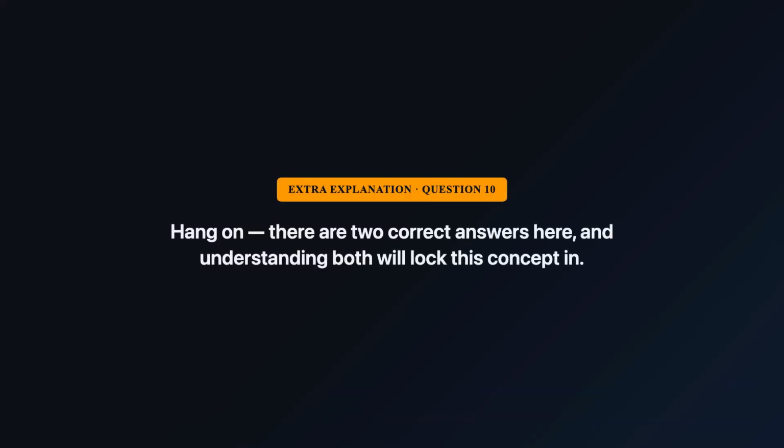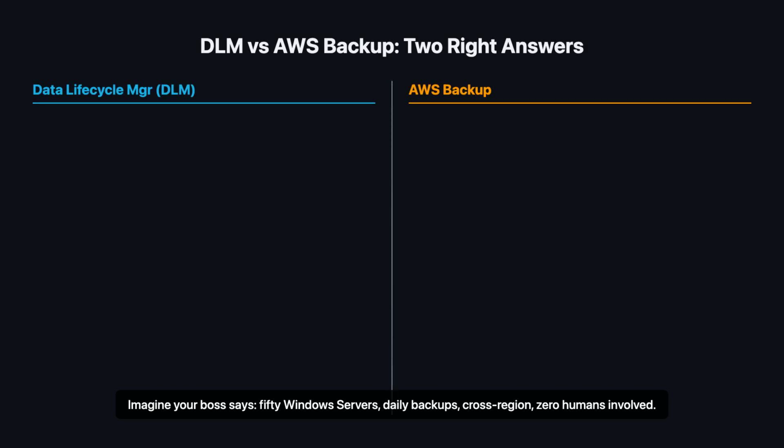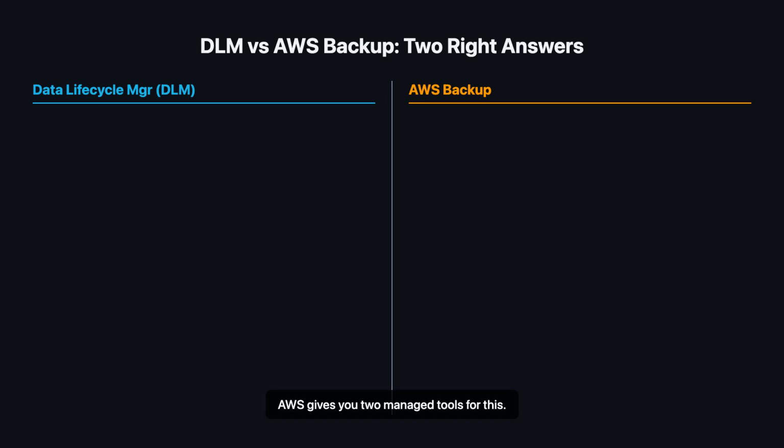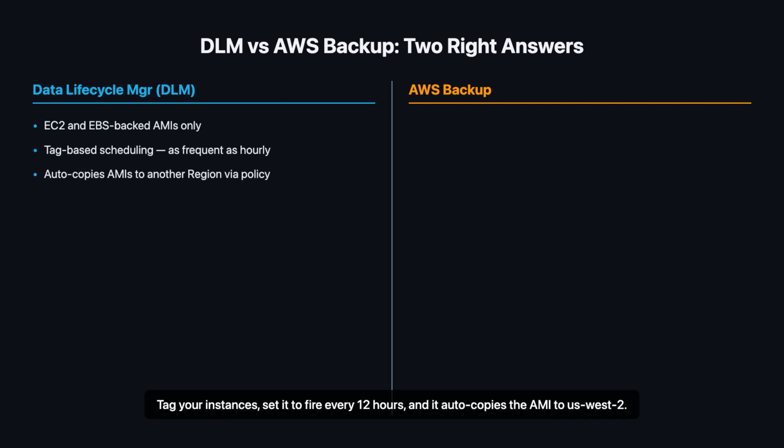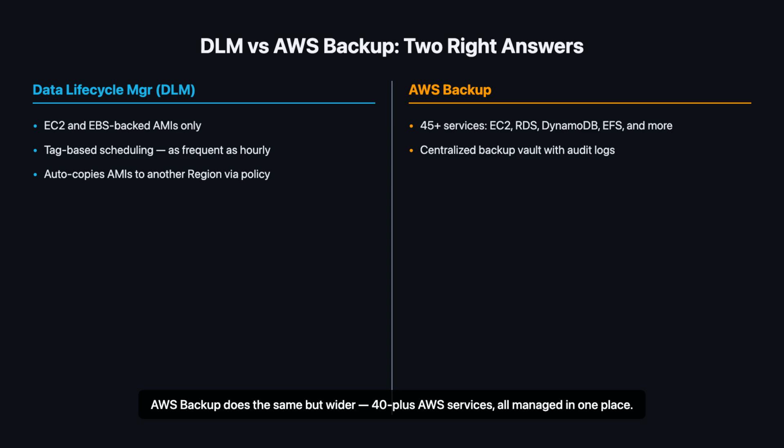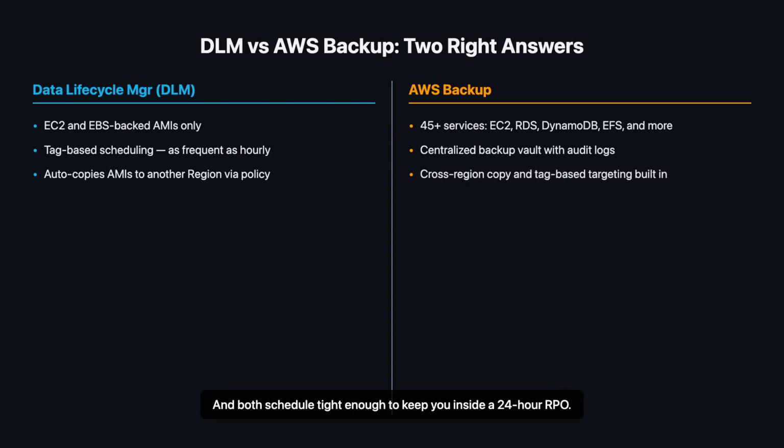Hang on, there are two correct answers here, and understanding both will lock this concept in. Imagine your boss says, 50 Windows servers, daily backups, cross-region, 0 humans involved. AWS gives you two managed tools for this. Data Lifecycle Manager, DLM, is EC2 and EBS focused. Tag your instances, set it to fire every 12 hours, and it auto-copies the AMI to US West 2. AWS Backup does the same but wider, 40 plus AWS services, all managed in one place. Both automate tag-based backups and cross-region copy, and both schedule tight enough to keep you inside a 24-hour RPO.